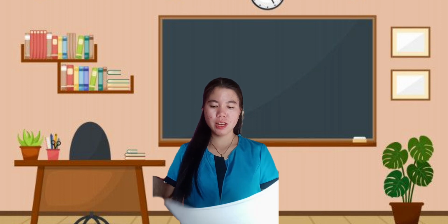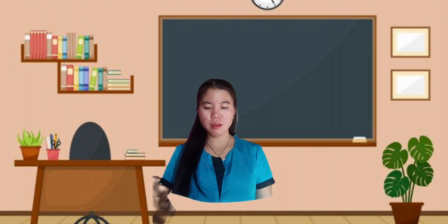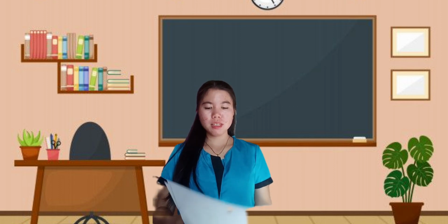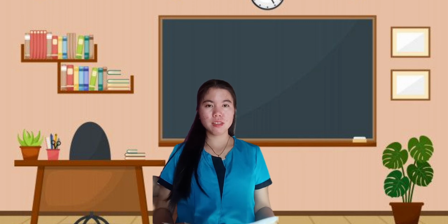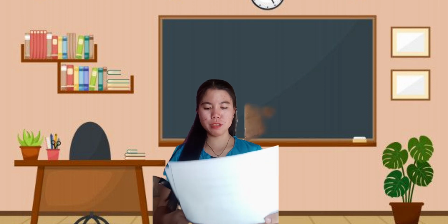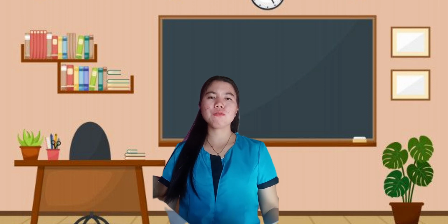Okay, let's check. Number 1, letter B. Number 2, letter A. Number 3, letter D. Number 4, letter D. Number 5, letter C. Number 6, letter C. Number 7, letter C. Number 8, letter B. Number 9, letter A. And number 10, letter A. Count your scores and pass them in front if you are done.